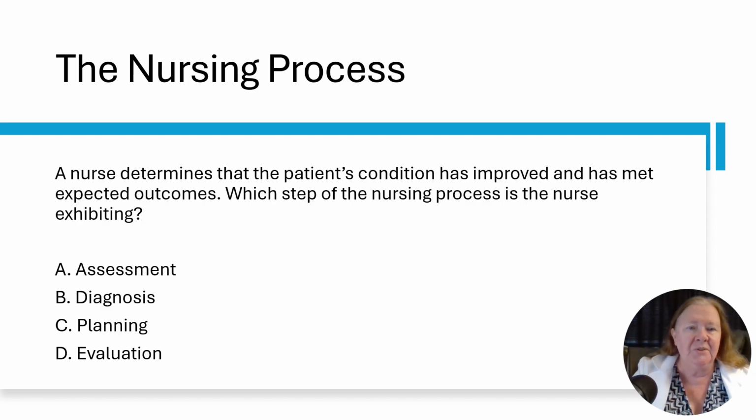Okay, next one. A nurse determines that the patient's condition has improved and has met expected outcomes. Which step of the nursing process is the nurse exhibiting? Letter A, assessment, B, diagnosis, C, planning, or D, evaluation. All right, we'll give you a minute to think about this one.